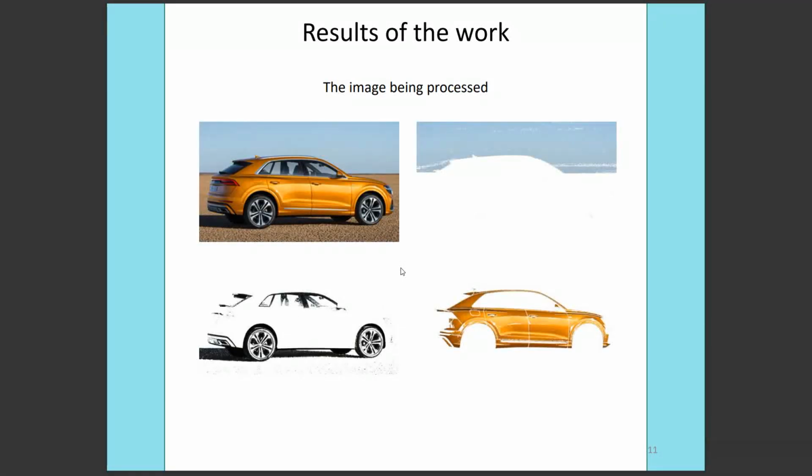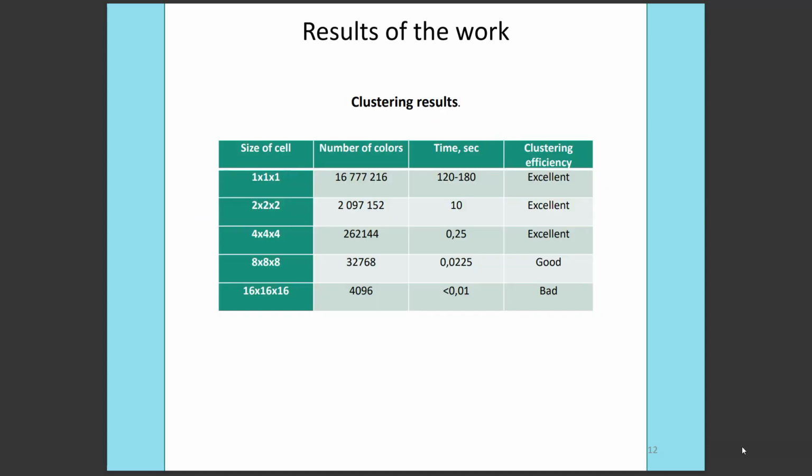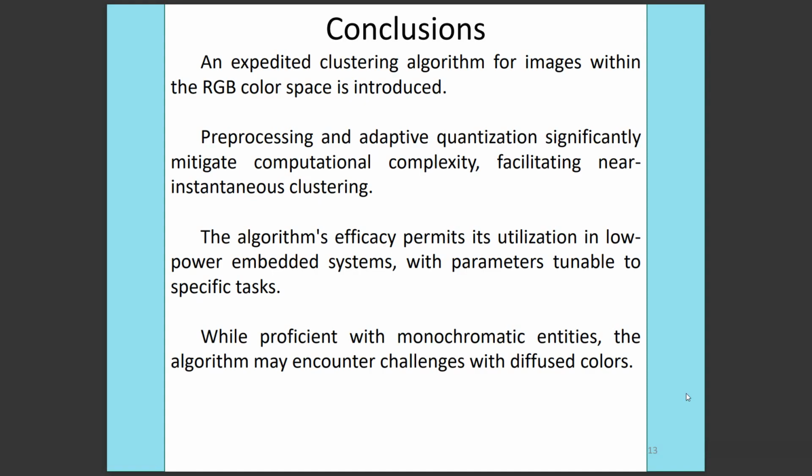Here are the outcomes of our algorithm. We will now present an image showcasing the effectiveness and accuracy of our color clustering method. Let's take a look at the algorithm's performance and evaluate its efficiency. Our findings are summarized in the table presented. It outlines the size of the cell, the number of colors detected, the processing time in seconds, and the clustering efficiency achieved. In result, we have introduced a fast clustering algorithm designed for images in the RGB color space.